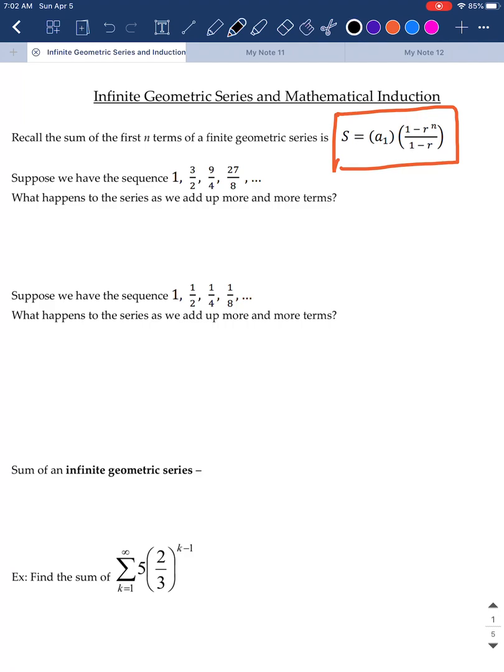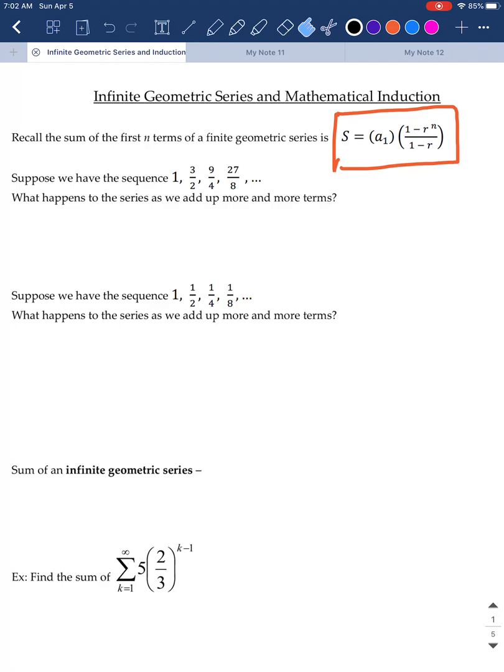To start, we're going to look at two particular sequences. We've got them written here. The sequence on top is 1, 3/2, 9/4, 27/8. Take a moment to convince yourself that that's a geometric series. And just below that is another sequence, which is 1, 1/2, 1/4, 1/8, and so on. Go ahead and convince yourself that that's a geometric series.